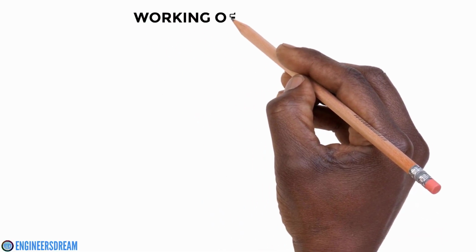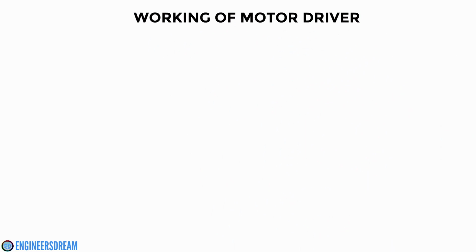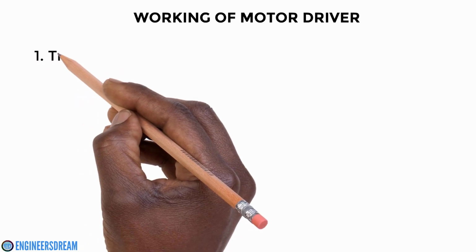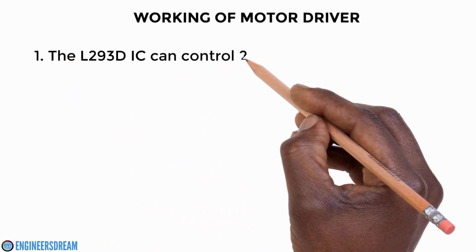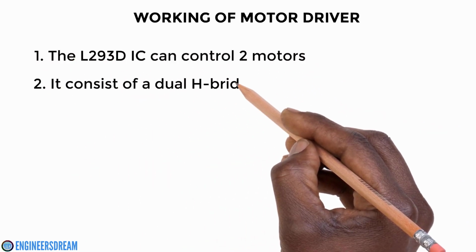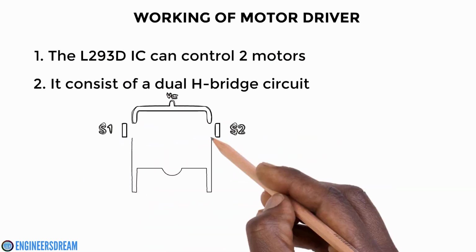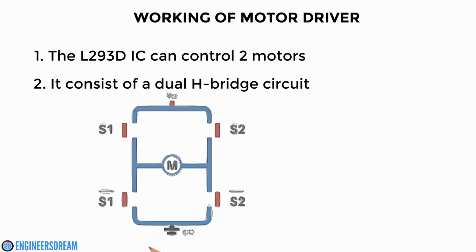Hey, what's up guys? In the previous video, we talked about the motor driver breakout board and the L293D motor driver IC. Now, in this video, I'll explain the working of the L293D motor driver IC. The L293D IC can control 2 motors at a time. It consists of a dual H-bridge motor driver circuit. That is, the motor driver IC consists of 2 circuits like these, one for each motor.